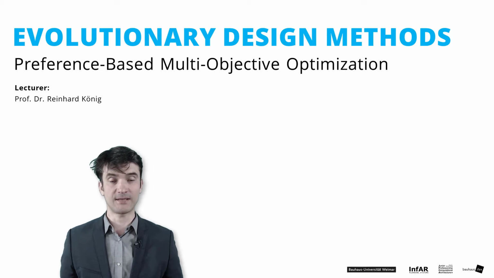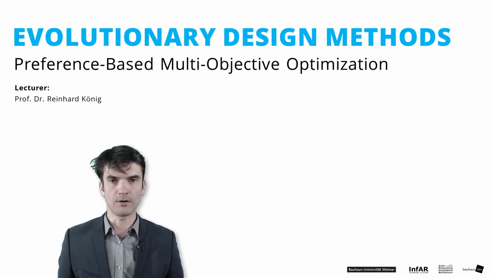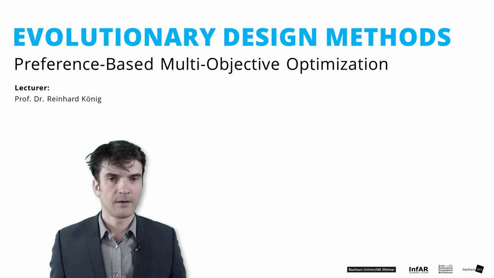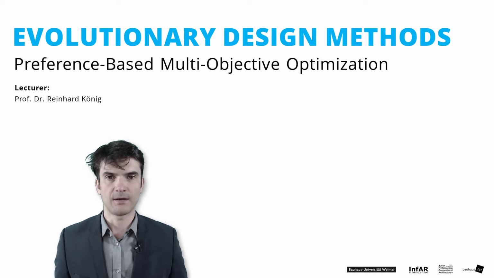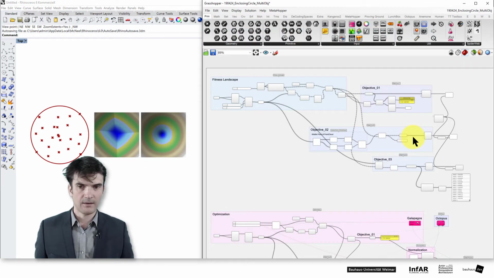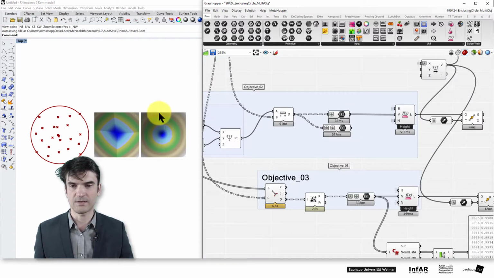Welcome back to the second example of our multi-objective optimization module. Here we look into preference-based multi-objective optimization. We use the same example file, the enclosing circle underline multi-objective, and as you can see, we start from the end of the last exercise where we used the second objective to visualize the second fitness landscape.